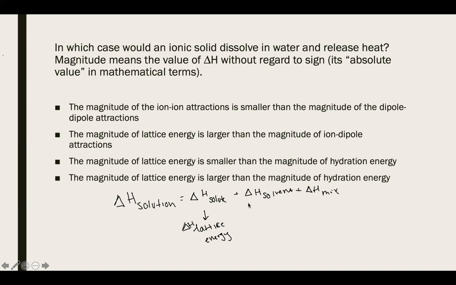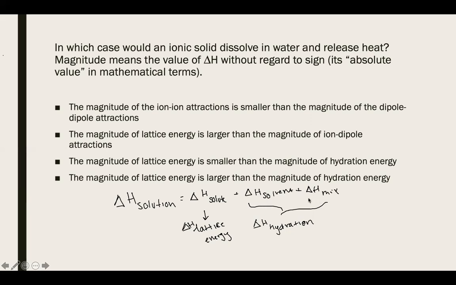And then the delta H of your solvent and the delta H of your mix: when you mix the solvent and the solute together, those two create your delta H of hydration. The delta H of your solvent is really similar to the delta H of your solute, except instead of the bonds between your solute particles, it's the bonds between your solvent particles. For example, if your solvent was water, the delta H of the solvent is the bonds between the water molecules that are being broken when you're mixing the solvent and the solute together.